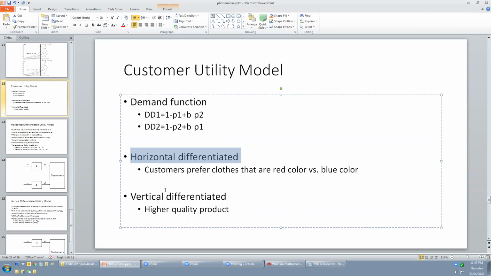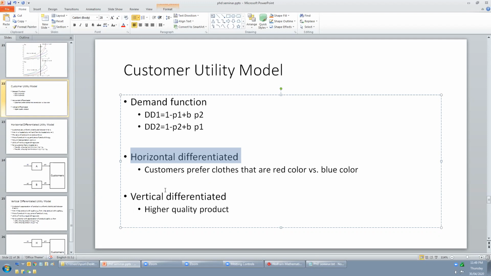For example, customers prefer clothes that are red versus clothes that are blue. You are not able to say that a red cloth is always better than a blue cloth, and you cannot say that a red cloth is worse than a blue cloth. It depends on who you ask. Some people may be willing to pay more for a red cloth, and other people may be willing to pay more for a blue cloth. So people are different, and that is called horizontal differentiated.